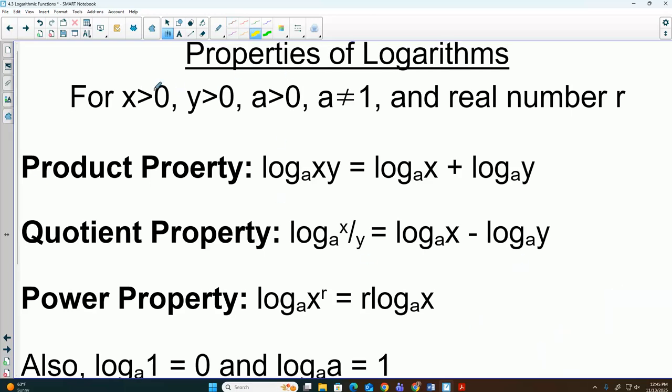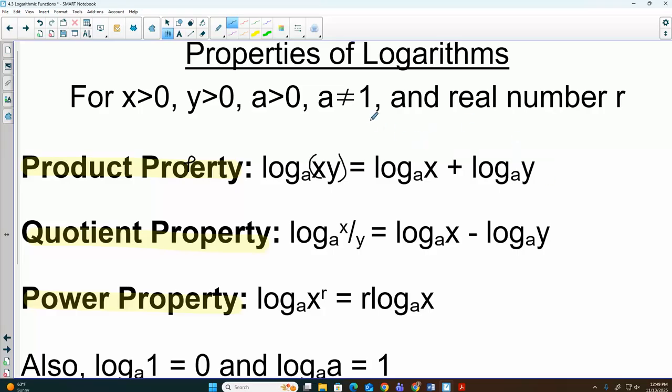So the first things are just the stipulations. That's up to you if you want to write it down. If we're dealing with logs, the arguments and base have to be positive. That's all that's saying. The big things I need you to write down are the product, quotient, and power properties. So this is telling us how we can break logs apart. If you have the log of two things being multiplied, you can break it apart and add the individual logs.